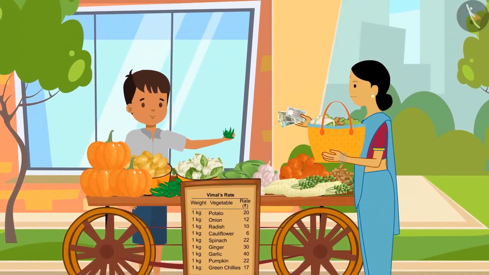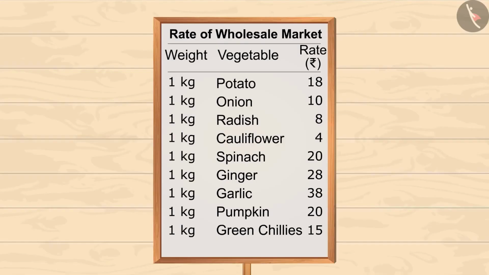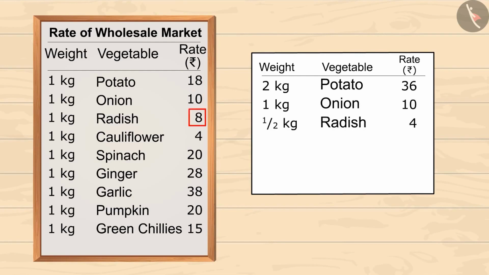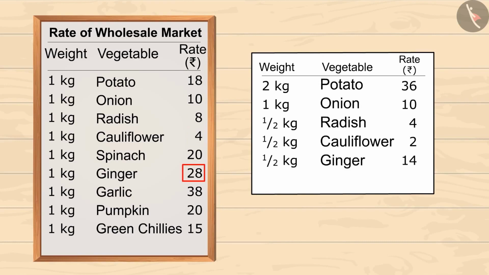You saw Sharma auntie gave 75 rupees to Vimal. Can you guess how much profit Vimal has gained? Let's calculate this together. This is the price of the wholesale market. According to this, Sharma auntie should give rupees 36 for 2 kg potatoes, rupees 10 for 1 kg onion, rupees 4 for half a kg radish, rupees 2 for half a kg cauliflower, and rupees 14 for half a kg ginger. So, the total is 66 rupees.